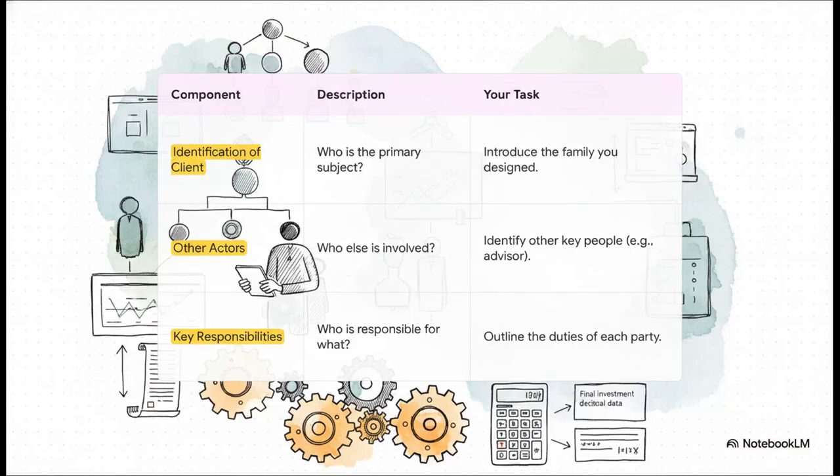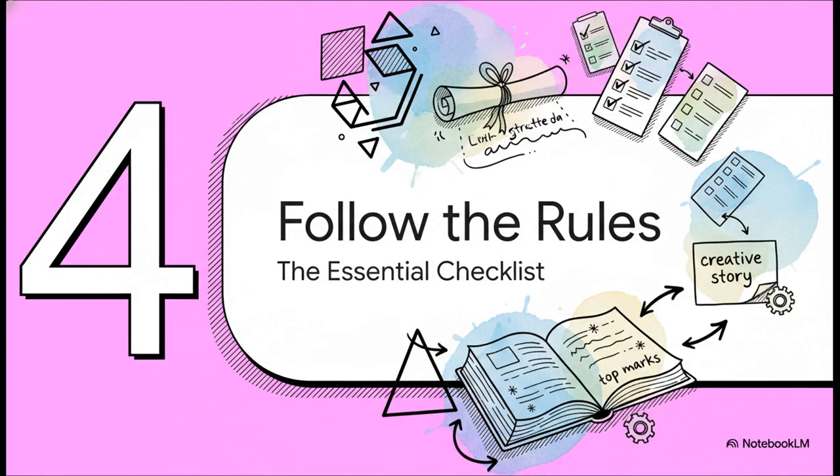Okay, look at this table. Your preamble needs these 3 parts. First, identification of the client. Simple. You just introduce the family you just invented. Second, other actors. That's basically you, the financial advisor. And third, key responsibilities. Now, this last part is so important. In the real world, this section is like a legal shield. It protects everyone from misunderstandings by saying exactly who is in charge of what. So don't be vague here. Get specific.